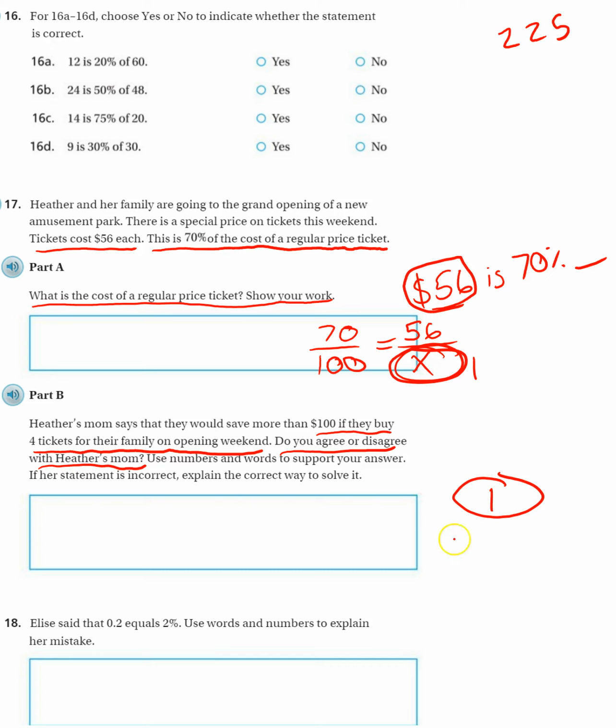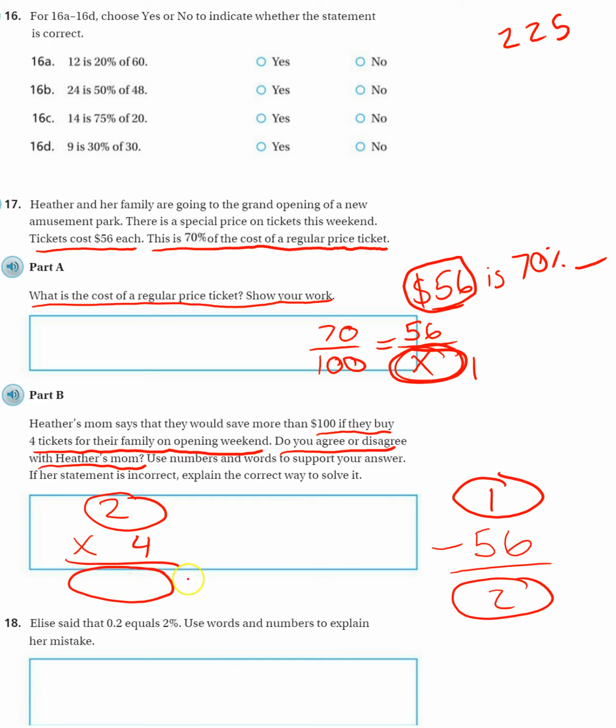Total minus 56. That's going to tell you how much you saved. So that's the answer to part 2. And then you take the answer to part 2, how much you saved, you multiply it by 4 tickets, and then you check, is this number greater than, less than, or equal to $100? If this answer is more than 100, then you would agree with Heather's mom. If this answer is less than 100, you would disagree with Heather's mom.